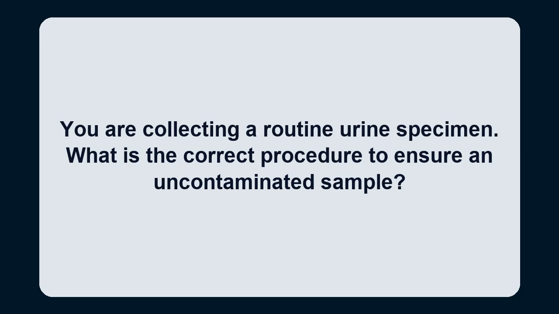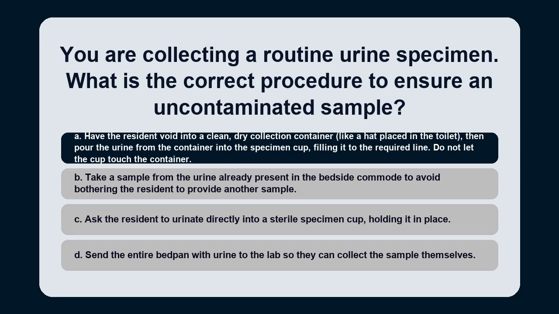Question 1. You are collecting a routine urine specimen. What is the correct procedure to ensure an uncontaminated sample? Option A. Have the resident void into a clean, dry collection container, like a hat placed in the toilet, then pour the urine from the container into the specimen cup, filling it to the required line. Do not let the cup touch the container.